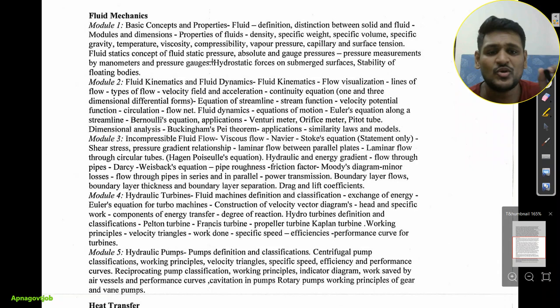So in this, try to cover each and every topic, whatever concepts are there in FM and heat transfer, and their applications. Just do that, right? So in module 1 we can see basic concepts, properties of fluid, then the definition, distinguishing solid and fluid. All these things you will do here.